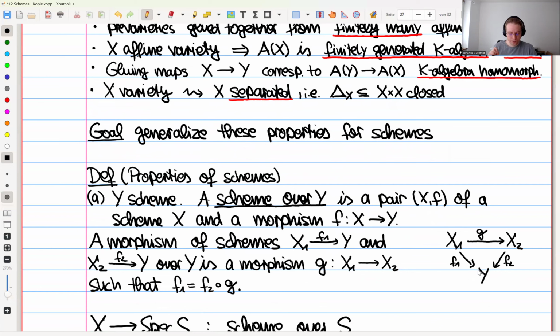And then if you have two such things, X1 sitting over Y and X2 also sitting over the same Y, then a morphism between them as schemes over Y is a morphism filling in this diagram here, such that it commutes. So in other words, you don't allow arbitrary morphisms from X1 to X2, but they must commute with these maps to Y.